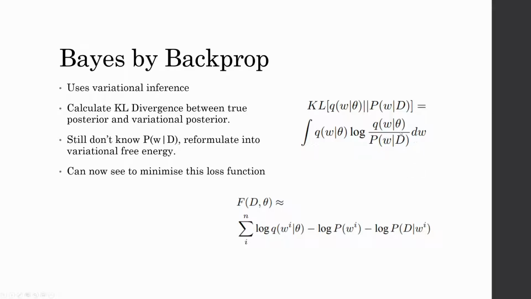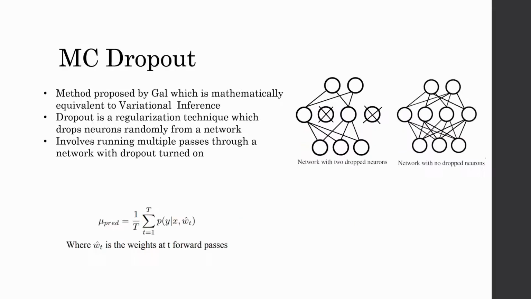Now, of course, we still don't know P of W given D, so we reformulate this once again into what's called the evidence lower bound, or the variational free energy. The way this works is we sample from each of our distributions. So here you can see we have my variational posterior, and then we have a prior distribution over the weights, which we choose, and we have our probability of the data given the weights, or the likelihood, which is in our case just the cross entropy loss function. And we can try to minimize this function, therefore maximizing the evidence lower bound.